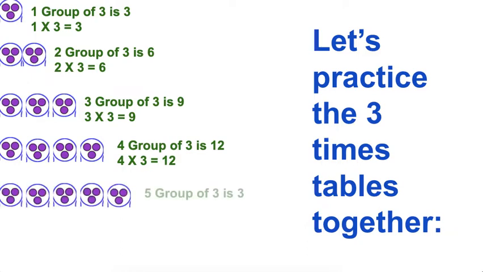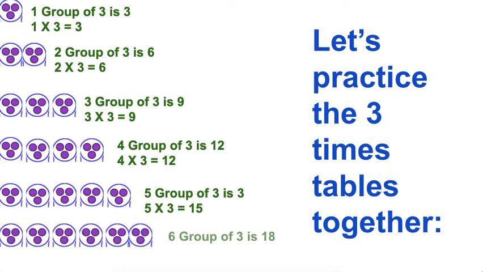Next one. 5 groups of 3 is 15. So my sum is 5 times 3 equals 15. Sorry, I made a mistake there on the slides. It is 15. As the times sum says, 5 times 3 is 15.